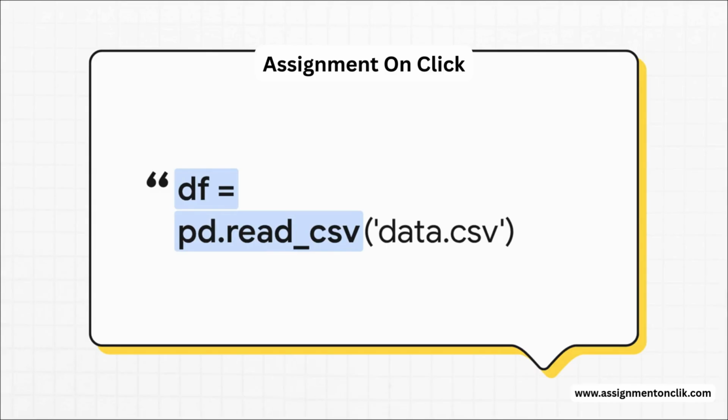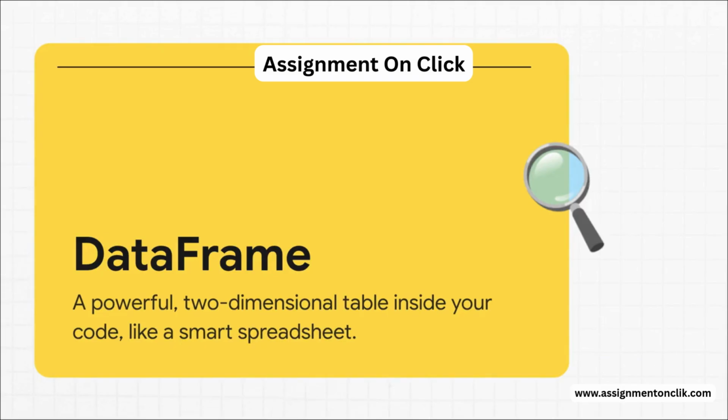It's clean, it's simple, and it is incredibly powerful. So what does that one line of code actually create? Well, it creates something called a data frame. And honestly, the best way to think about a data frame is like a super-powered spreadsheet that lives right inside your code. It's a two-dimensional table, with rows and columns, but here's the kicker. You can manipulate it with all the power and flexibility of a full-blown programming language.